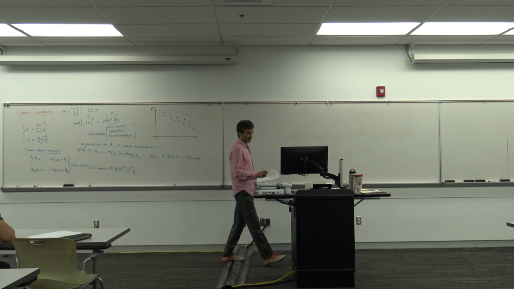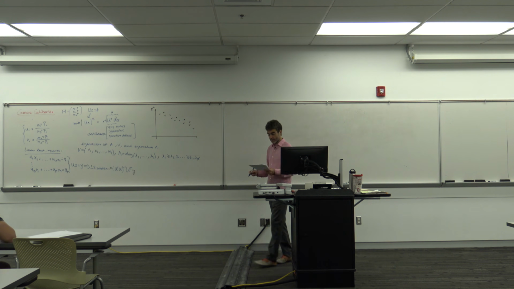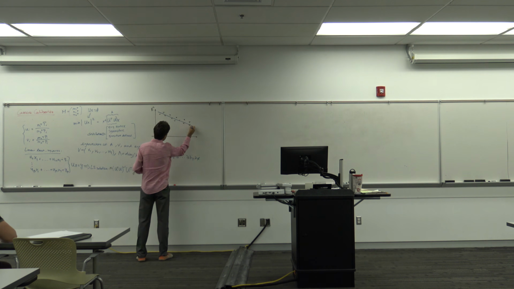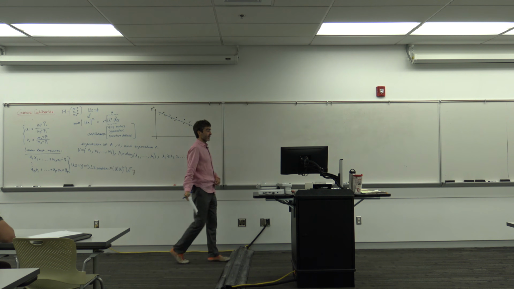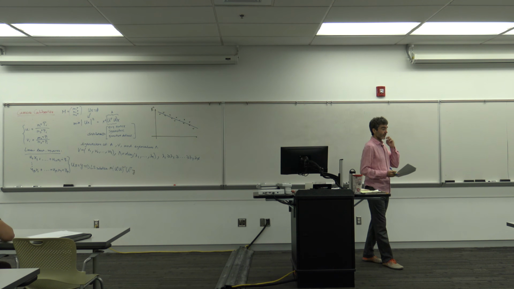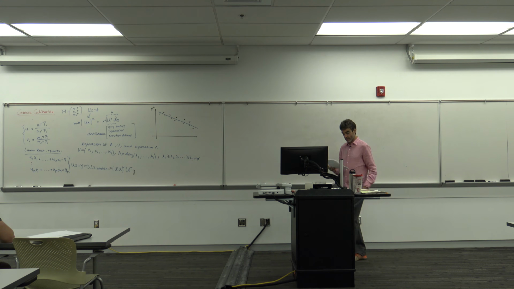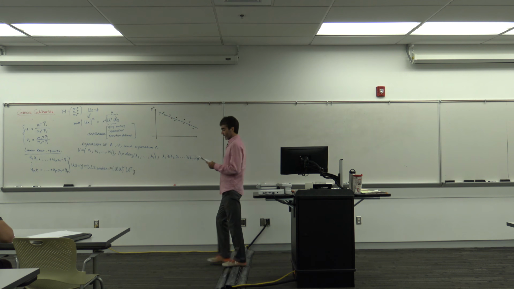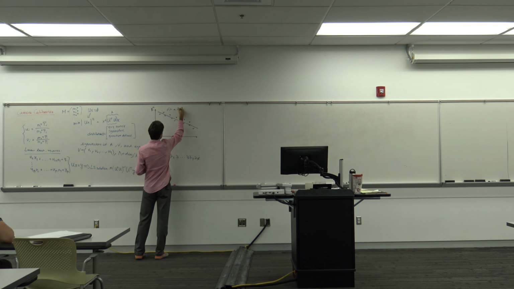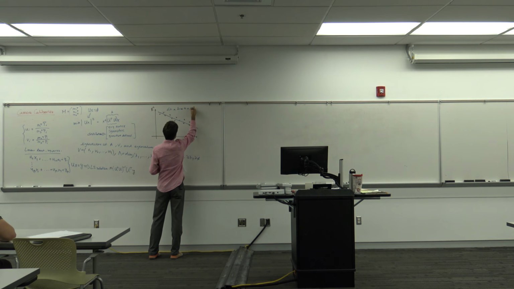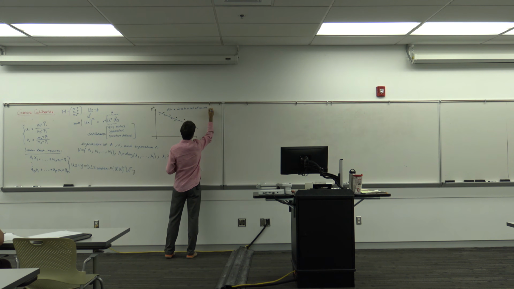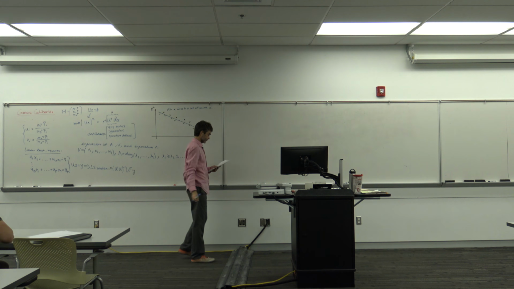And I want to find the line that best approximates all the vectors that I have. Okay? I have the best fit for a line to a set of points. So I want to fit a line to a set of points, vectors xi. Okay?